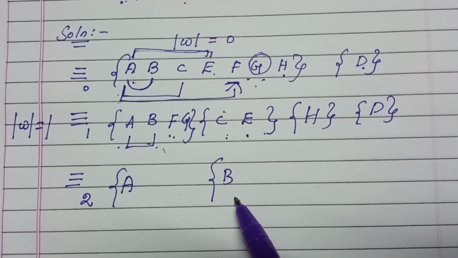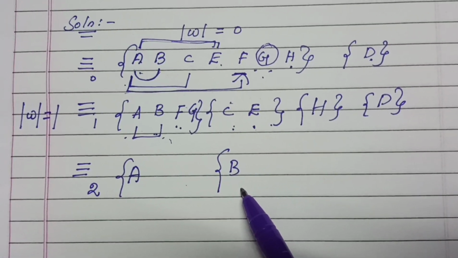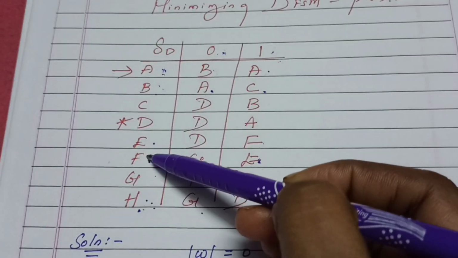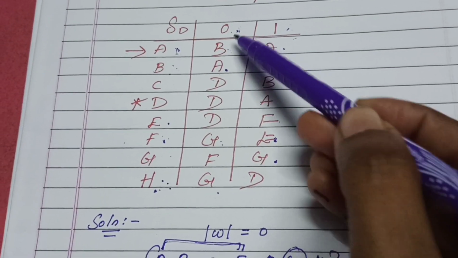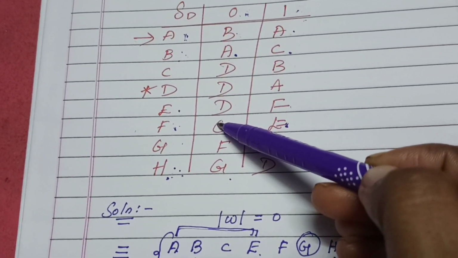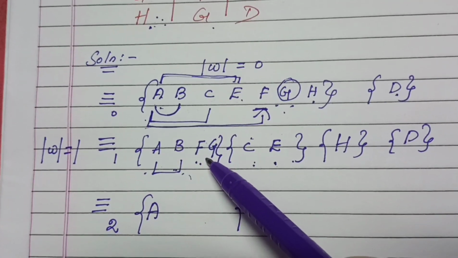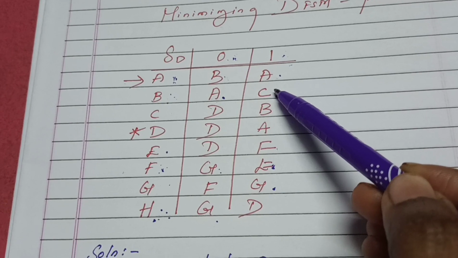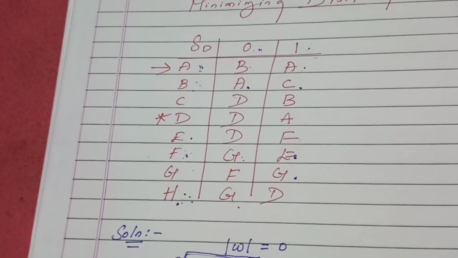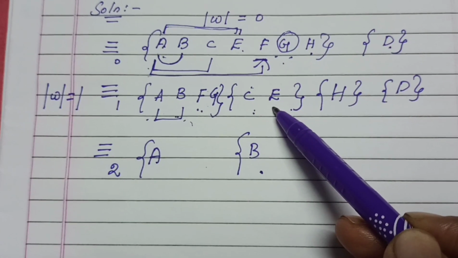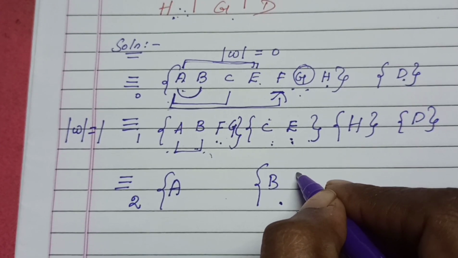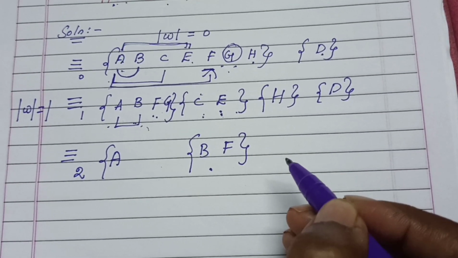Check whether F can be written along with B here. So consider B and F. B and F on reading 0, it goes to A and G. A and G belong to the same set. Now B and F, on reading 1 it goes to C. Of course the C and E belong to the same set. So you can write F here. So B and F belong to the same set.